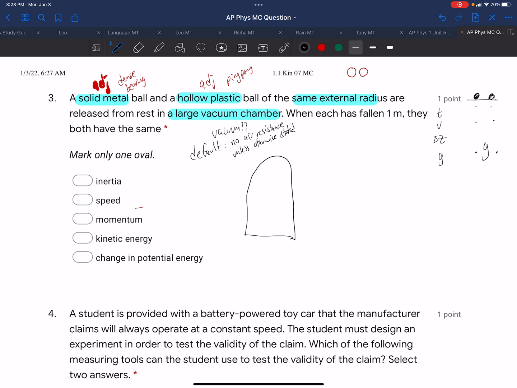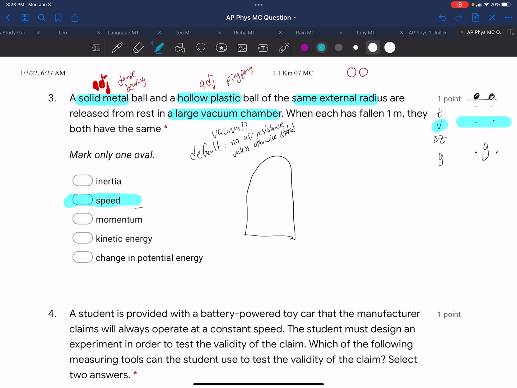So when each has fallen 1 meter, say, this far, they both have the same speed. So if we look at that, that looks like that's our answer right off the bat.